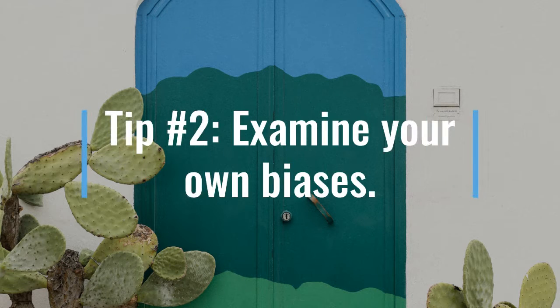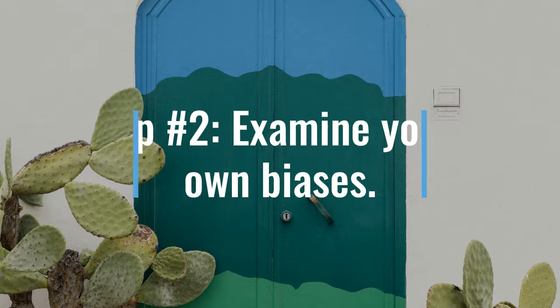Tip number 2 is to examine your own biases. All of us have biases about groups of people that we learn throughout our lives. It is important to question these biases and the impact they have on how we interact with and affect our relationships and assumptions about others. These biases can be in the form of stereotypes, such as that all gay men are effeminate, and can negatively impact how we view and interact with others.